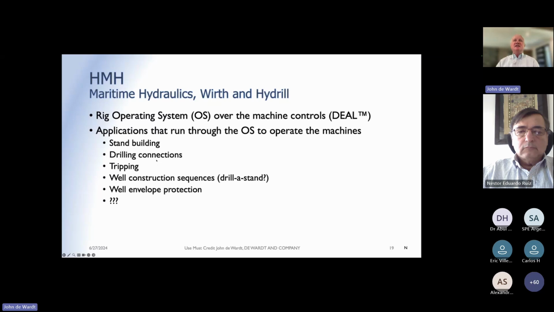But stand building, so building offline, which saves time, of course, critical path. Drilling connections, which a lot of people are doing, is automating that to make it repetitive and quick as possible. Tripping, well construction sequences, they call it, but I put in here drill a stand. And this is the term a lot of people are using, where you can push a button after you've done the connection, and then it will go to bottom and it will drill down the stand, and then it will come back off bottom, and then it will go into the connection process.